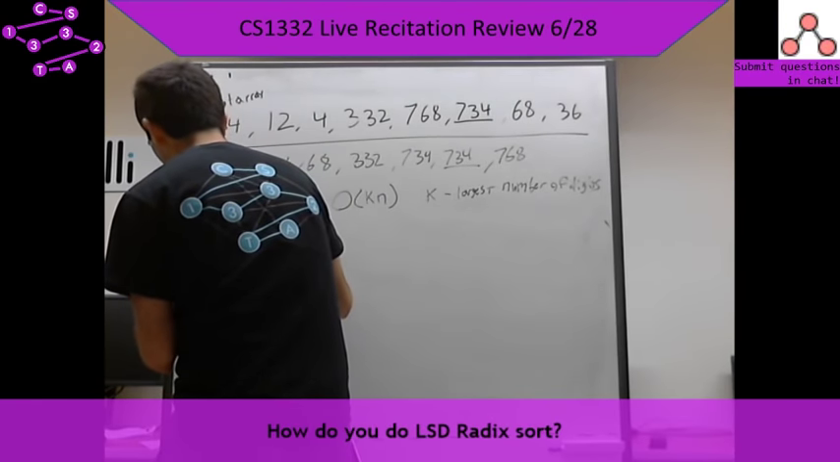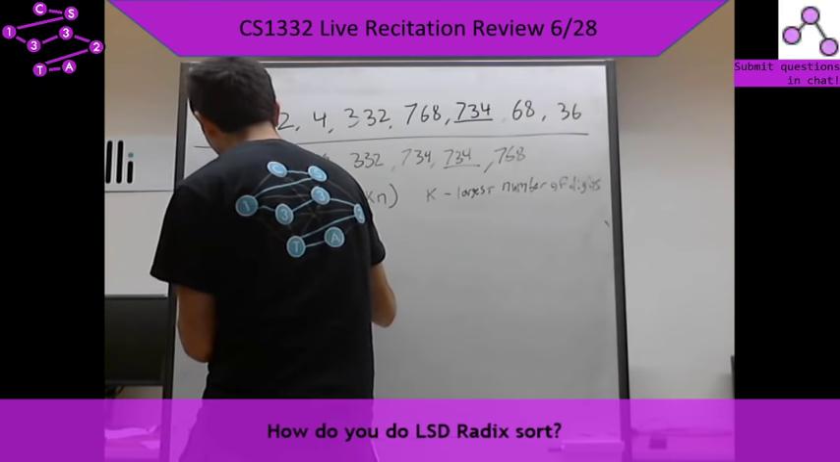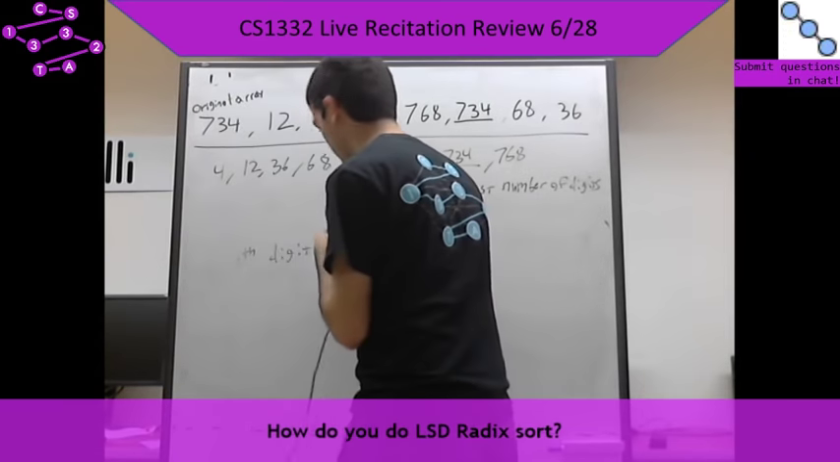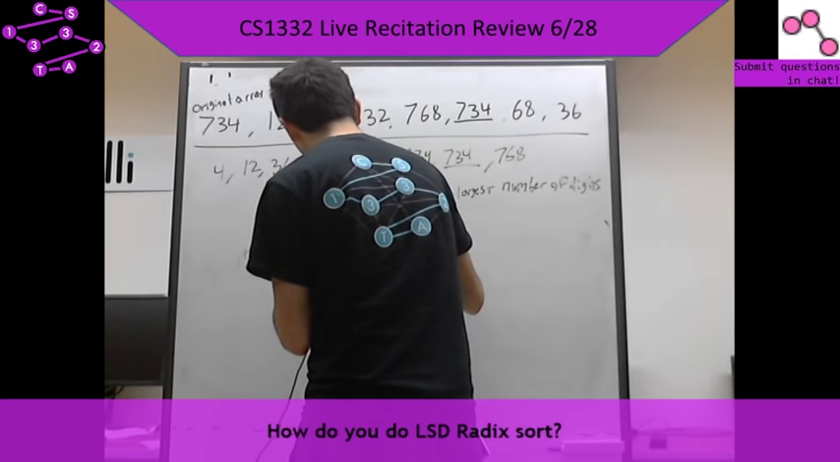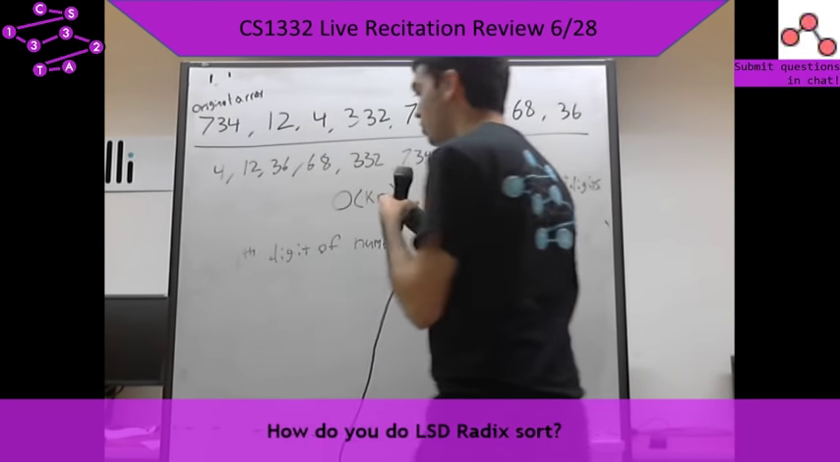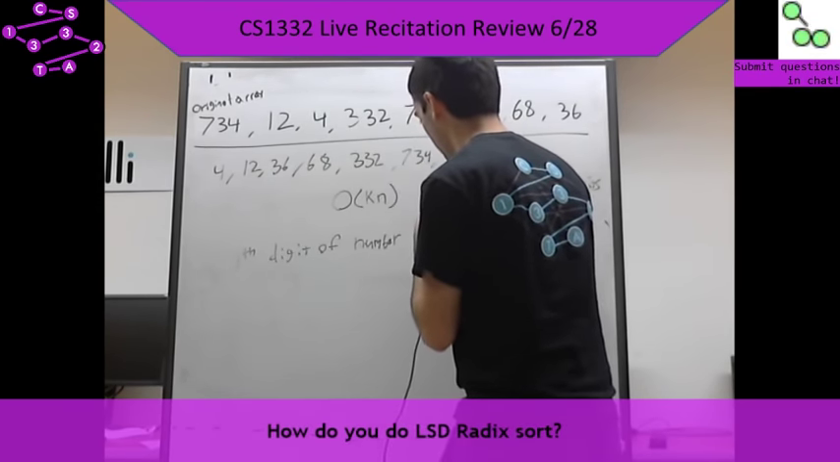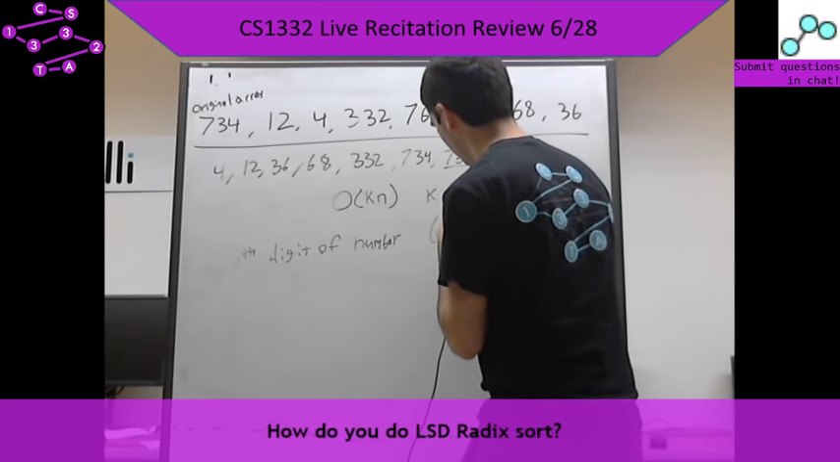So if we want to find the ith digit of a number, note that the 0th digit is the ones place. We're going to take that number, divide it by 10 raised to the ith power, and then take that quantity and mod it by 10.